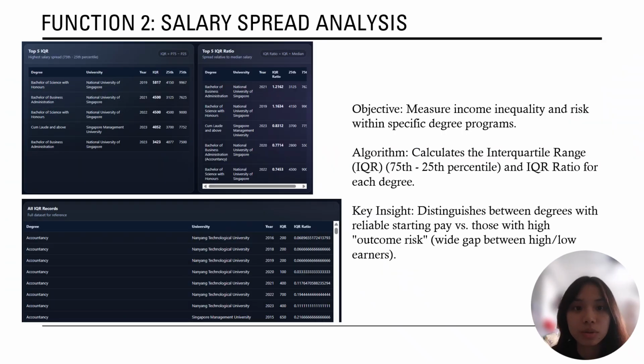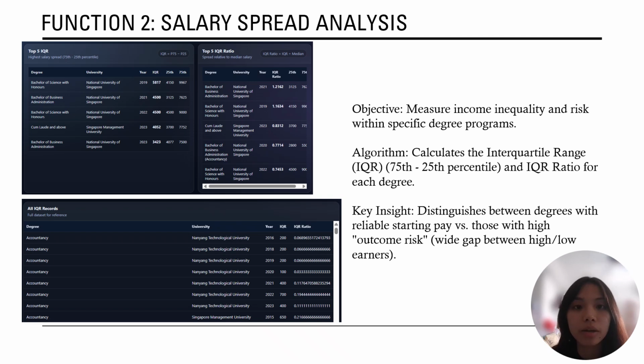Next is function 2, salary spread analysis. This feature measures income inequality and outcome risk within each degree program. Even if two degrees have similar median pay, one may be much less consistent. We calculate the interquartile range, which is the 75th to 25th percentile, to capture how wide the salary spread is for the middle 50% of graduates.